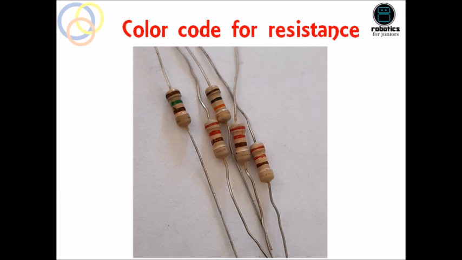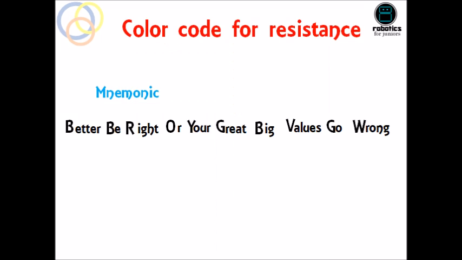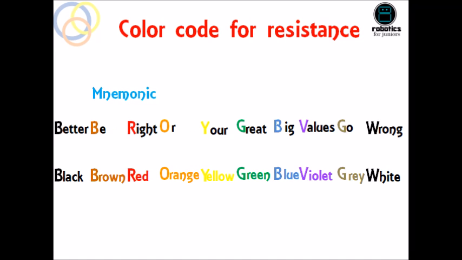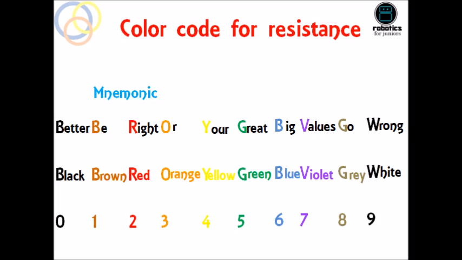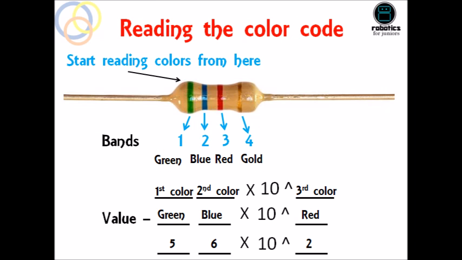Now let's see how to read the values of the resistors. These resistors, which we use generally in the circuit, have a color coding to identify their values. So the mnemonic is: better be right or your great big values go wrong. So the colors represented by the first letter of each word are black, brown, red, orange, yellow, green, blue, violet, grey and white. These colors have the values as shown from 0 till 9. So in color bands, the first two bands give the two digits and the third one gives the multiplier.